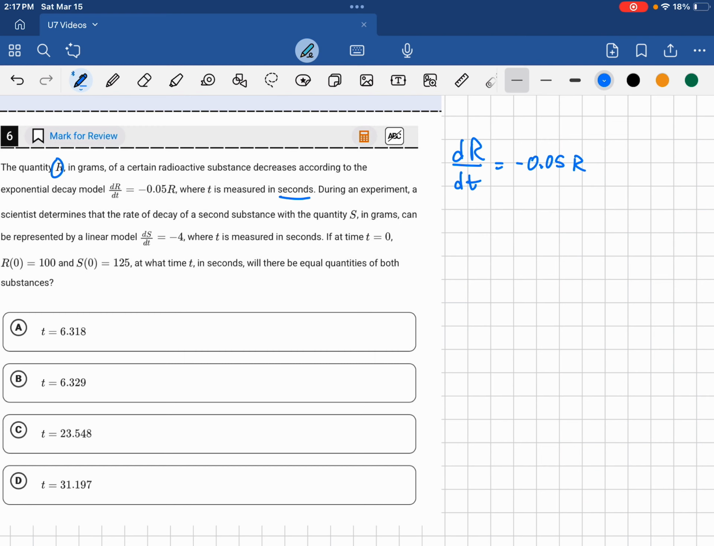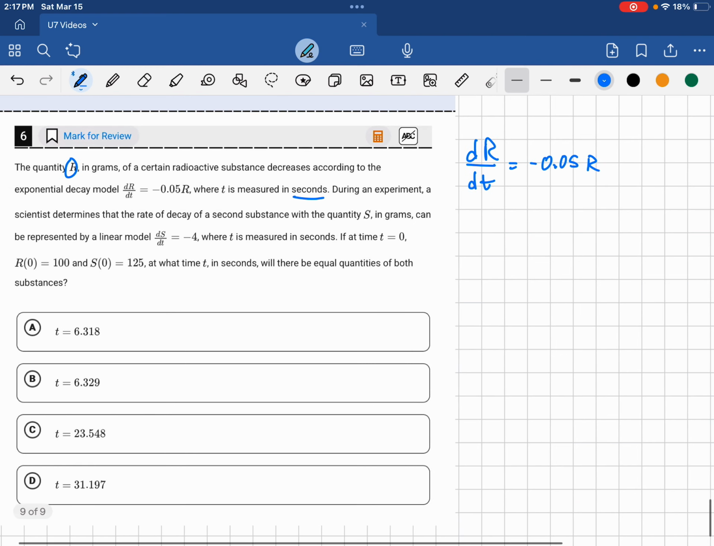During an experiment, a scientist determines that the rate of decay of a second substance, another quantity in grams just like the other one, can be represented by a linear model. Oh, this is a linear model. That's right. This is the rate of a linear function, so that just means the slope is -4, where t is also measured in seconds. Actually, I want to write this in a different color. So dS/dt equals -4.